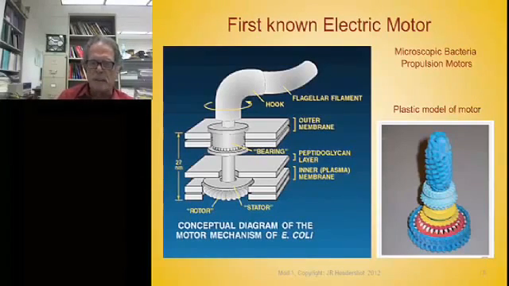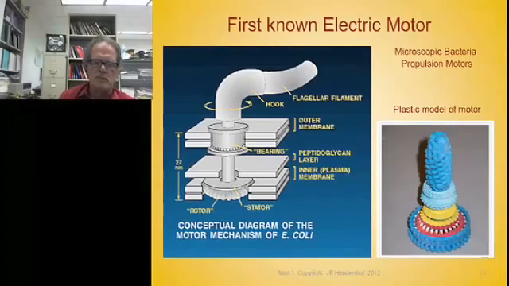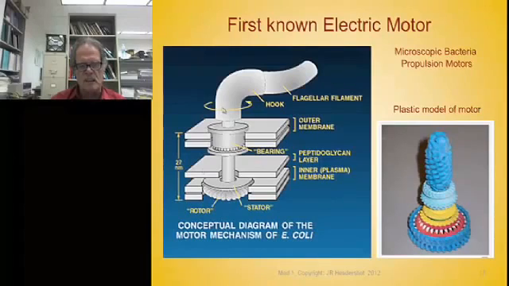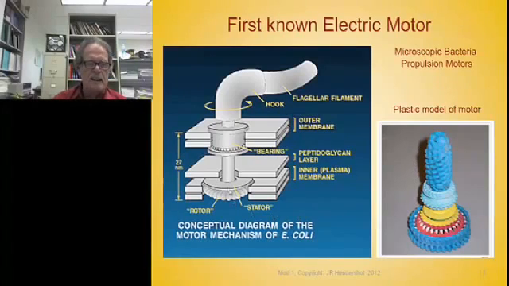These are microscopic bacteria propulsion motors that propel the bacteria that's in all living matter. It allows them to propel themselves at will around the media that they survive in. And it's very interesting to look at because if you look at this diagram with the description of the components and this actual plastic model here, you see that all the components in this bacteria propulsion motor are the same ones that are in the motors that we're going to study.